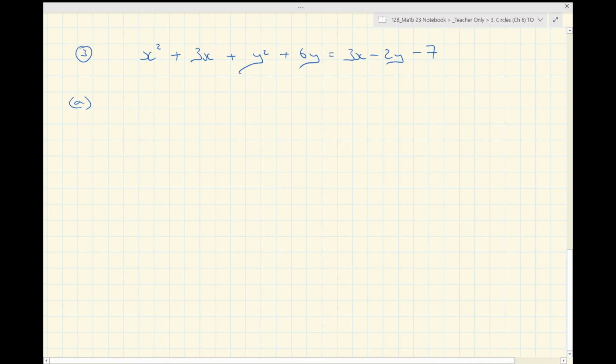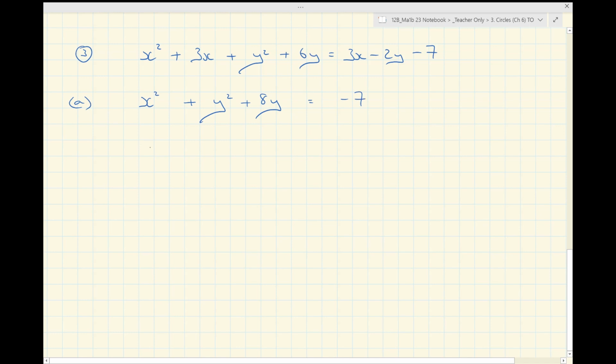In question 3, I'm given the equation of this circle, and in part A, I'm asked to find the centre and the radius of the circle. So what I'm going to do is rearrange this formula so that it is ready for me to do a bit of completing the square and then rearrange it into the general form for the circle formula. So I'm going to subtract 3x from both sides, to get no x's on the left. I'm going to add 2y to both sides, and I'm going to leave the minus 7 over there.